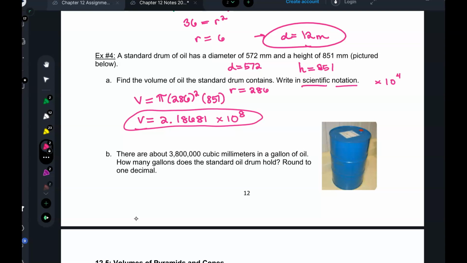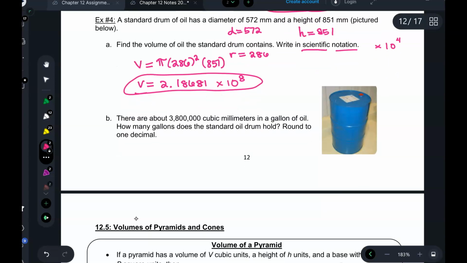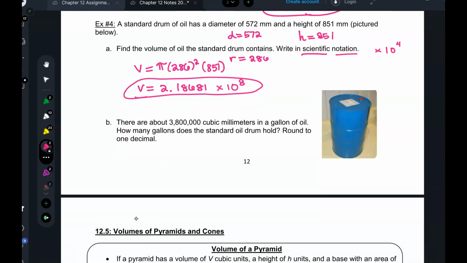Okay, there are about 3,800,000 cubic millimeters in a gallon of oil. How many gallons does the standard oil drum hold? Okay, we're going to take the volume. Don't we need more information? No. We already know this is the volume of the standard drum.